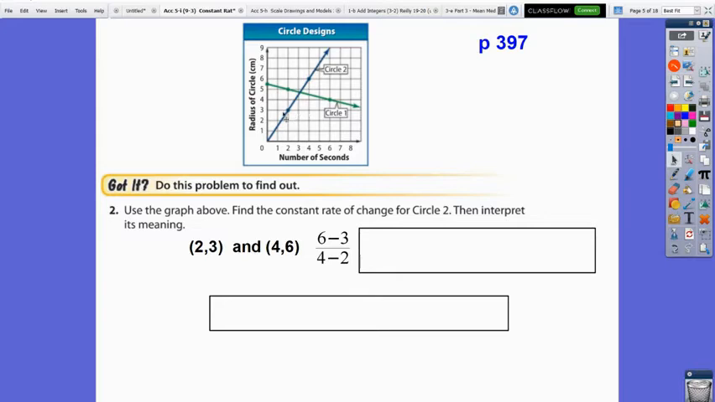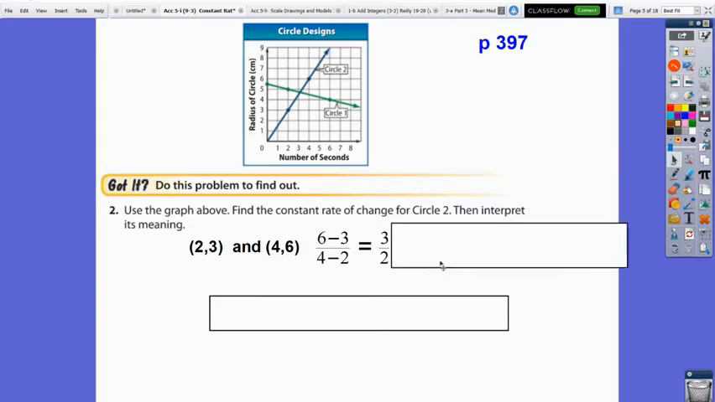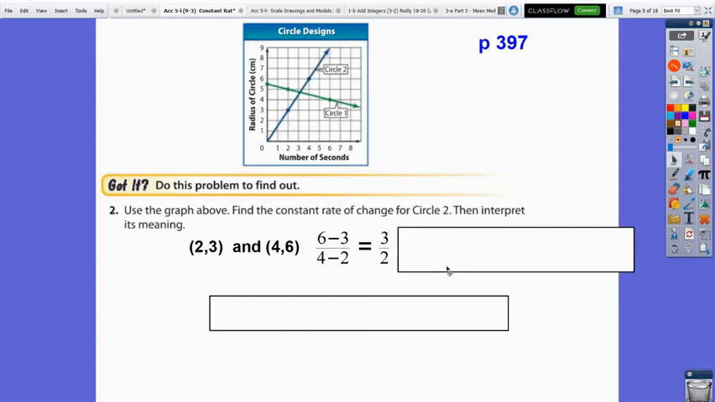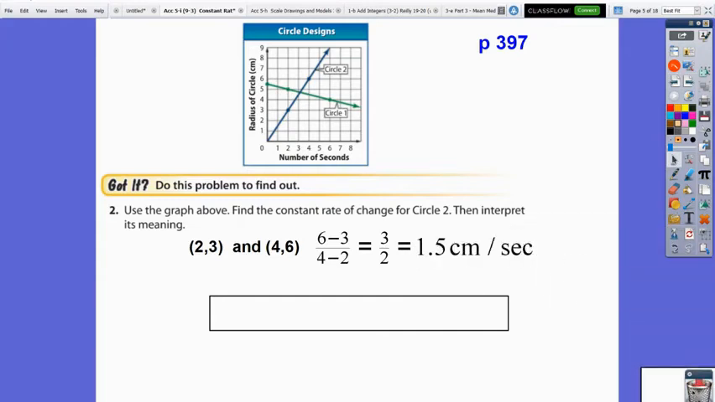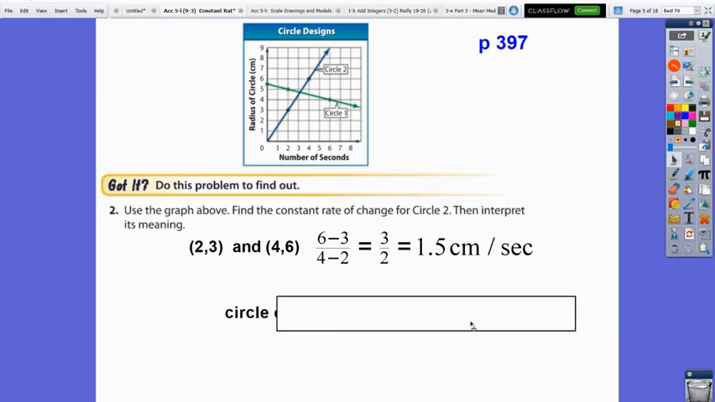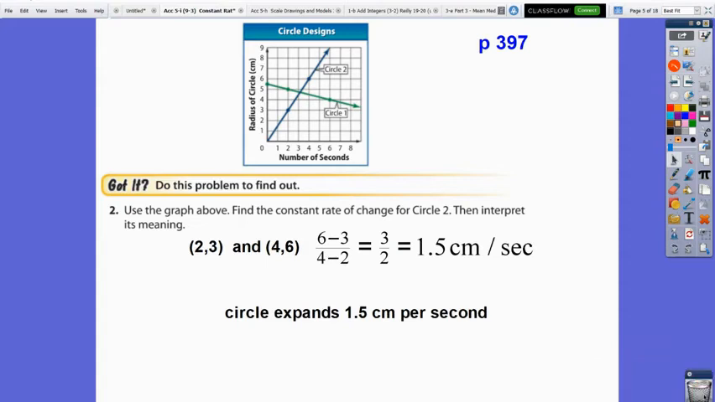That's here. So that means that the rate of change here is 3 over 2, or divide that and get 1.5 centimeters per second. So what that means for circle number 2 is that the circle is expanding at 1.5 centimeters per second. This is a positive rate of change.